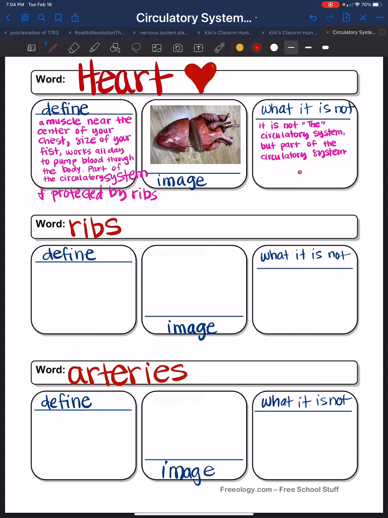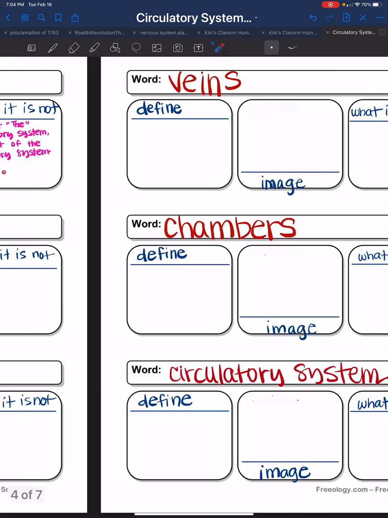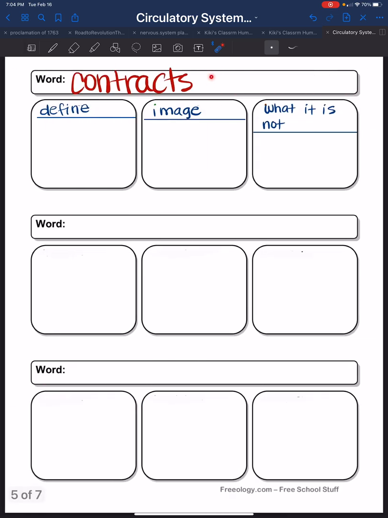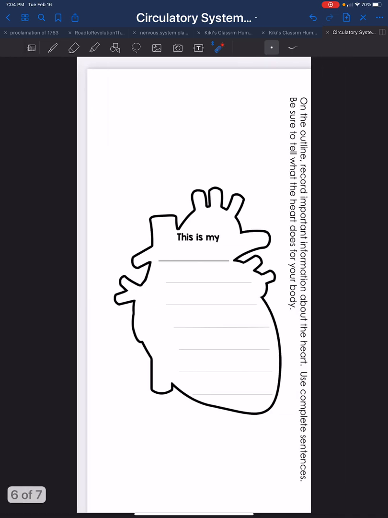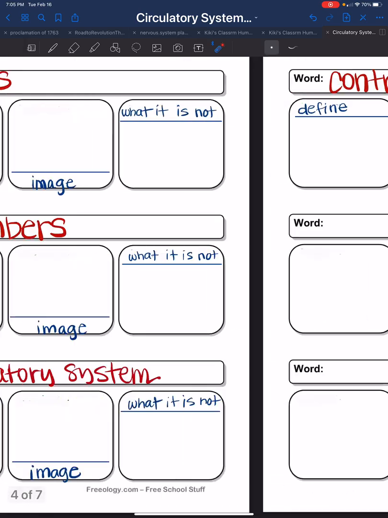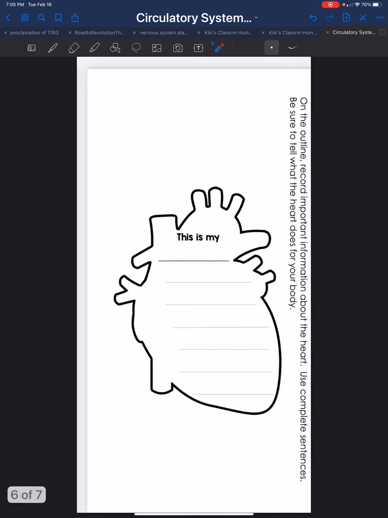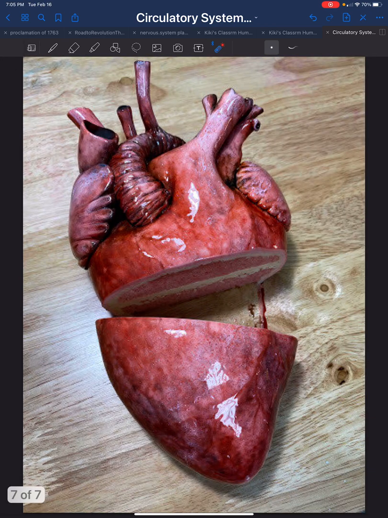You'll define ribs, arteries, veins, chambers, circulatory system, and contracts. All right? And then when you get done with that, you are going to write about your heart. This is my heart, and tell what your heart does. And you can get that information from here. All right? And then the last slide that we see is not an actual human heart, but it's a pretty close replica of it.